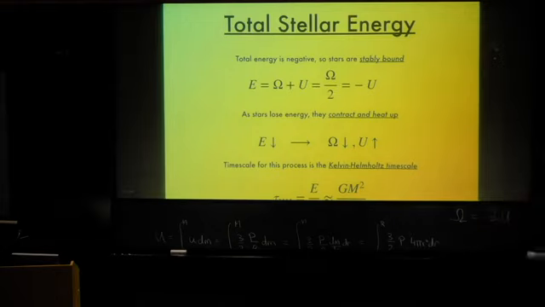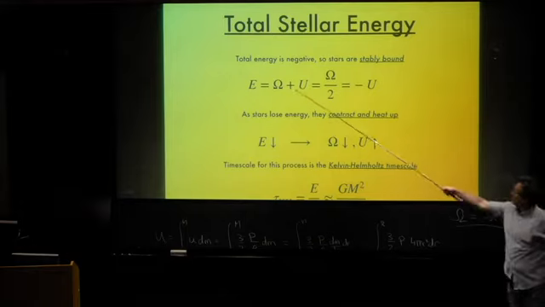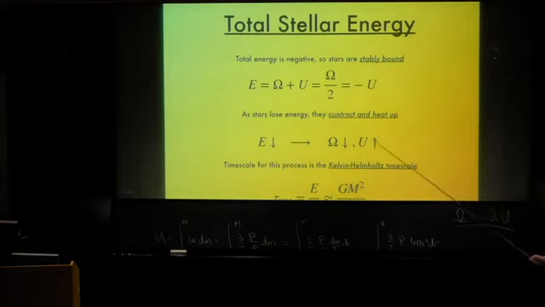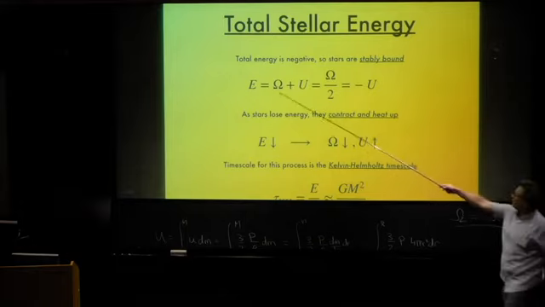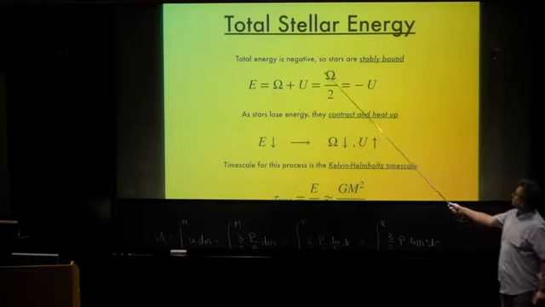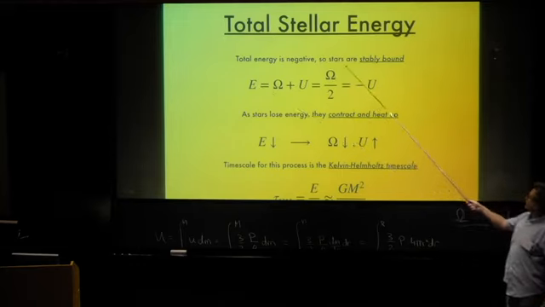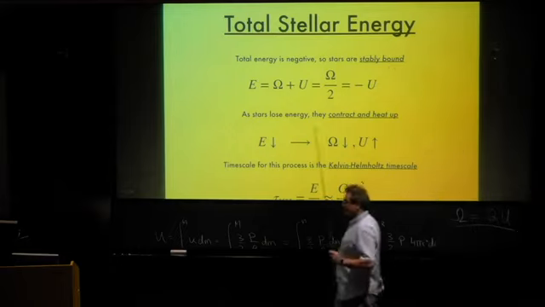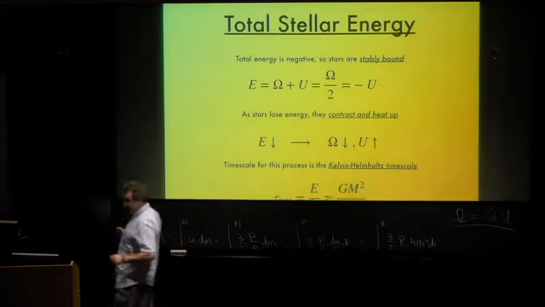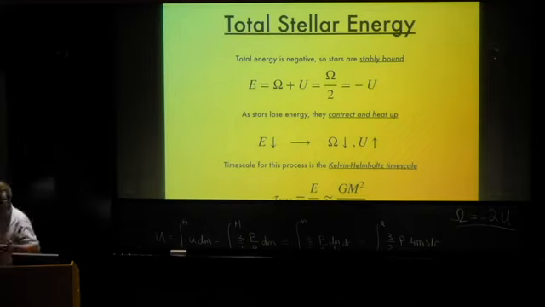Remember from our virial theorem that omega is minus 2u, or u is minus half omega. That means that the total energy of the star must be half its gravitational binding energy, and it must also be minus its thermal energy. So the total energy of the star is negative, which means that the star is stably bound.